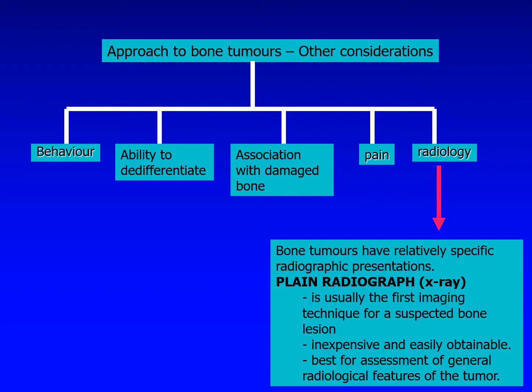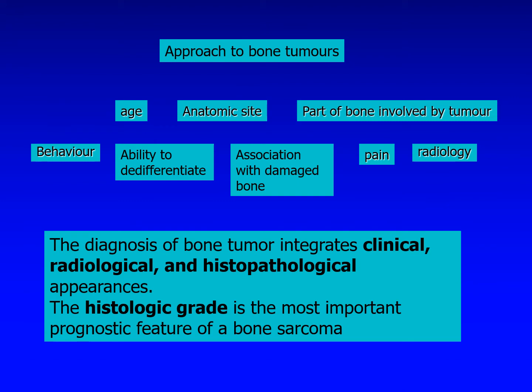Bone tumors usually have specific radiographic presentation, and the X-ray or plain radiograph is the usual first imaging technique for a suspected bone lesion. This is inexpensive and easily obtainable and is the best assessment for general radiological features of the tumor. At the end of the day, the diagnosis of bone tumors has to integrate the clinical features, the radiological features, and the histopathological appearance of the tumor. The histologic grade is the most important prognostic feature of a bone sarcoma.